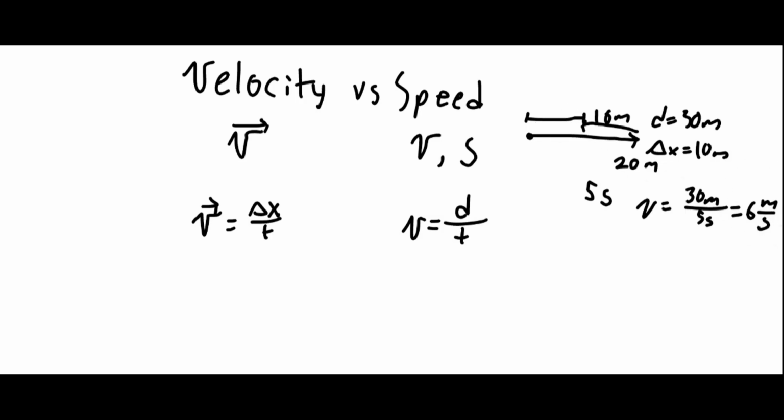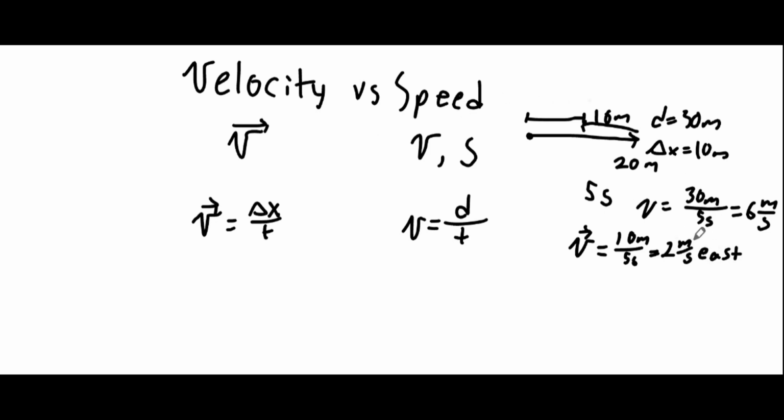That is the unit for speed and velocity. Our velocity, on the other hand, is going to be 10 meters over 5 seconds. It's going to be 2 meters per second east.